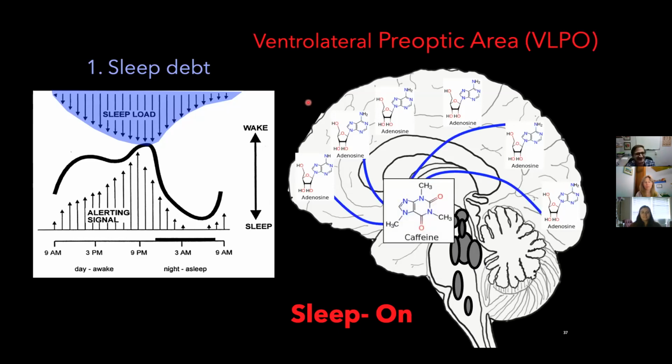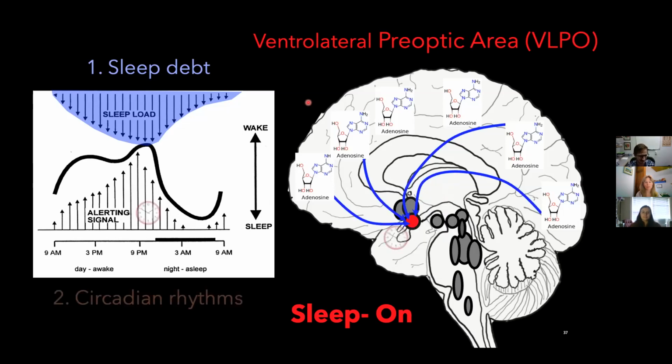Oops, sorry. The sleep on center can be blocked by caffeine. Point that out right now because it's very important to scientists. And you can see that caffeine has a similar shape to adenosine. So it literally just fits in there and blocks adenosine from having its effect. So that's why coffee works.